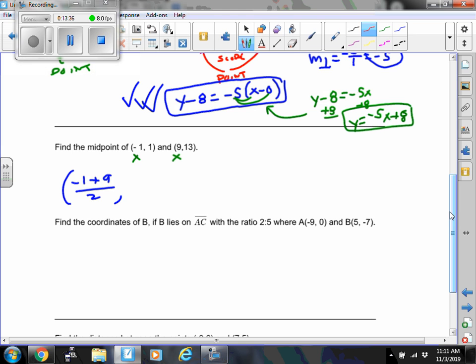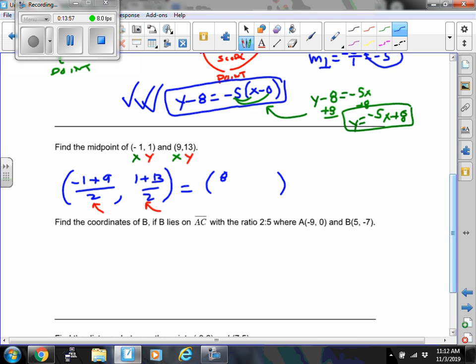Now I'm going to take my y's and do the same thing. I'm going to add those two together and divide by 2. See, what I'm doing is I get a point. Whatever I get here is my x, and whatever I get there is my y. So to finish this problem off, let's simplify that. Remember in your calculator, add first, hit the enter key, and then divide by 2.